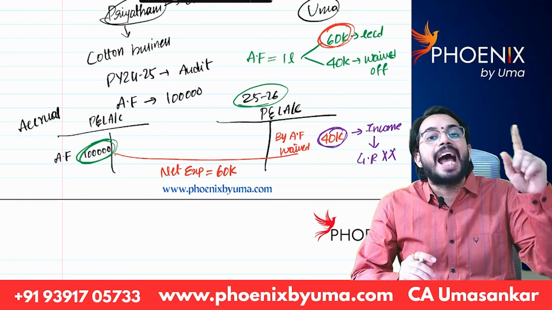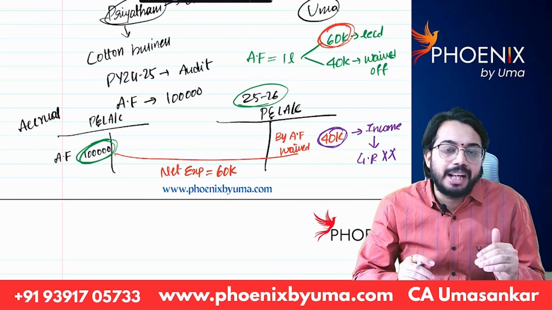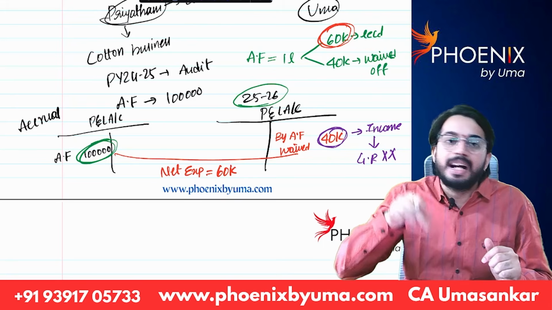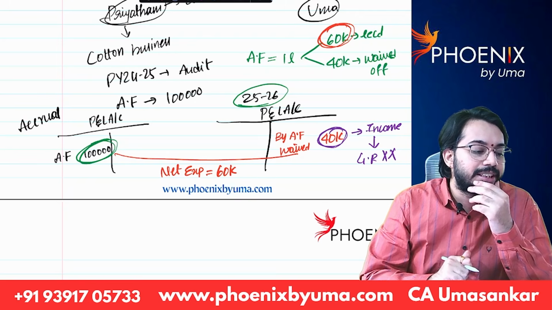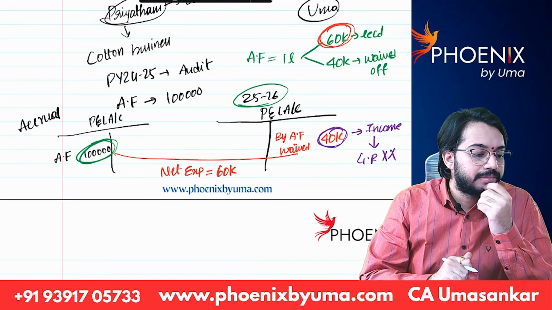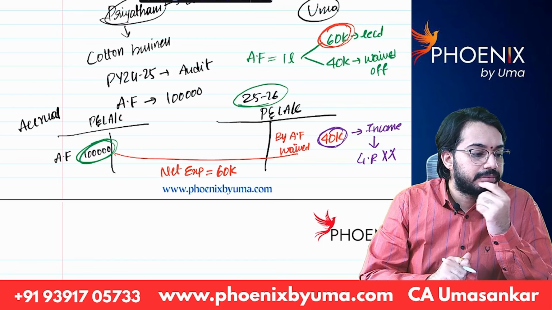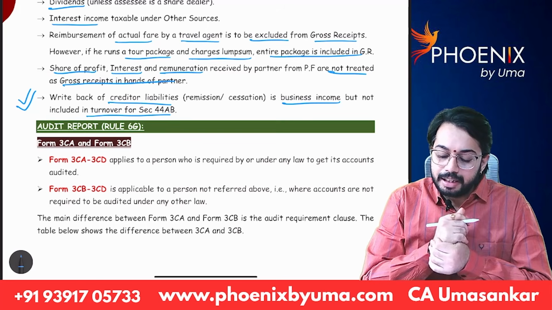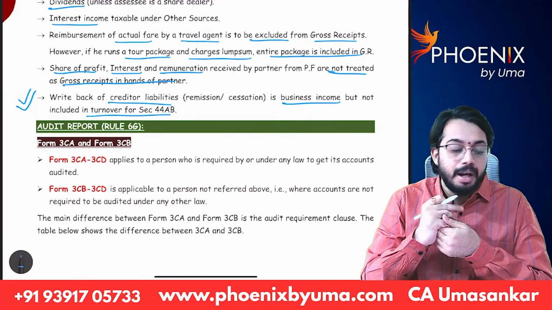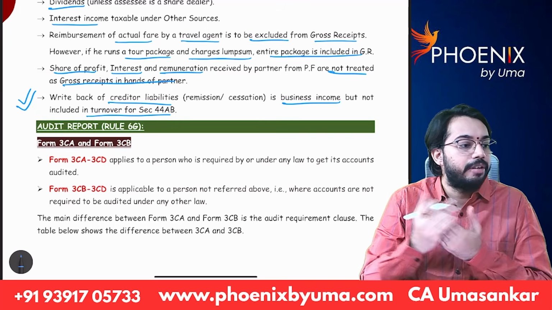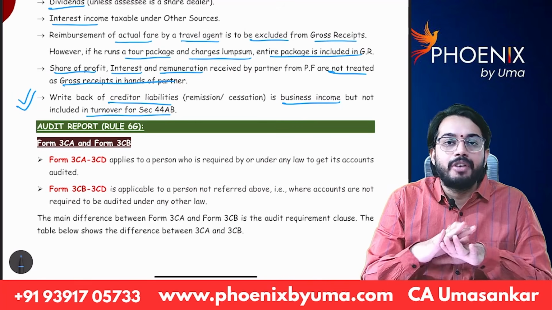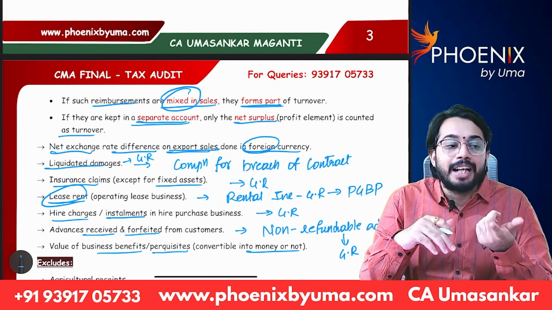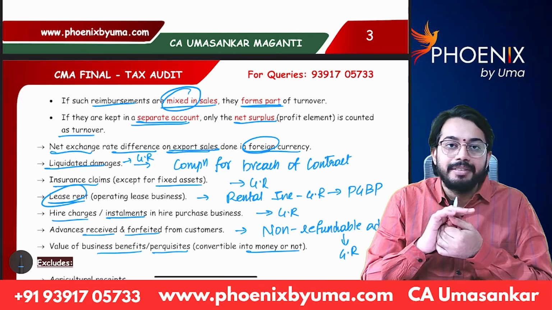So in case of cancellation of liability or reduction of liability, whatever the liability that is cancelled or reduced, it is income, but that income will not be treated as gross receipts. Okay. So did you understand this point? Write back of creditor liabilities, remission or cessation is business income but not included in turnover of section 44A. This is the definition of turnover and gross receipts. So when you are calculating the limit of that 1 crore 50 lakhs, all these items are to be considered. Okay.